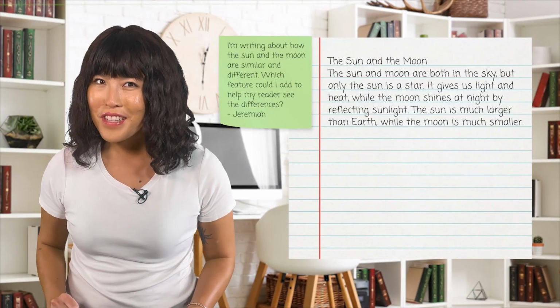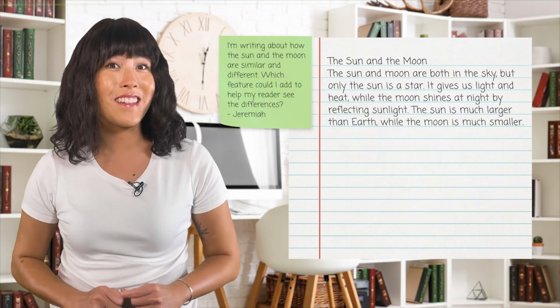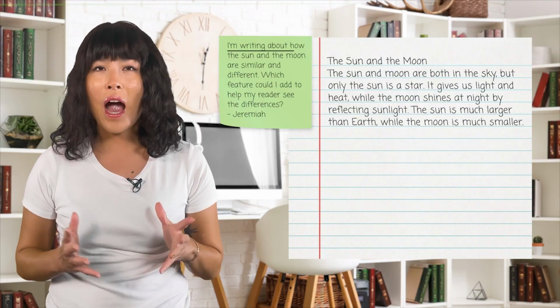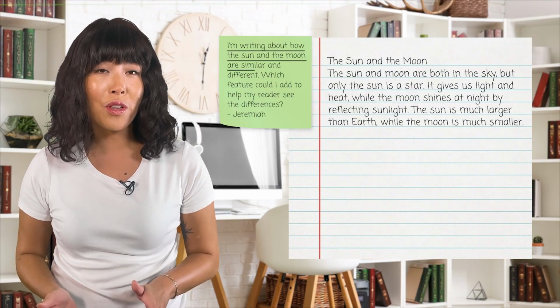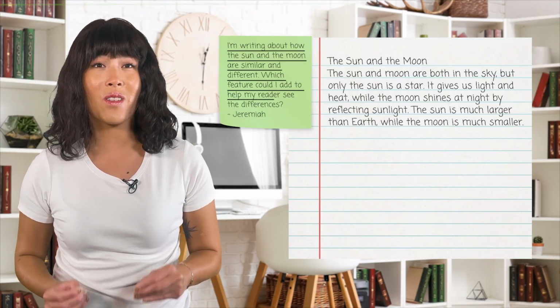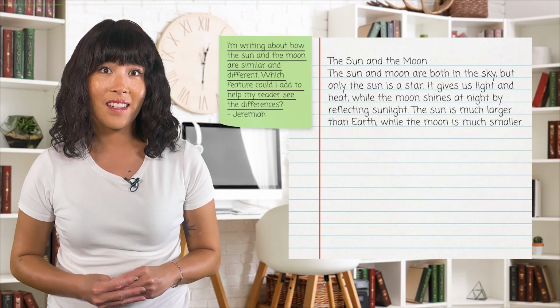All right, we have time for one more from my friend Jeremiah. Here's his question. I'm writing about how the sun and the moon are similar and different. Which feature could I add to help my reader see the differences?